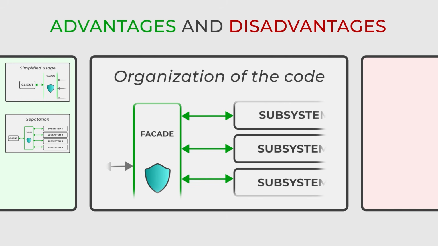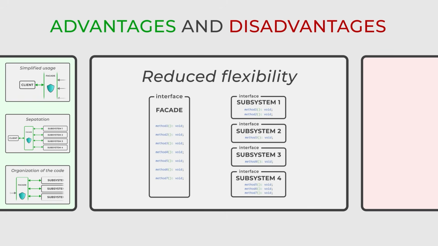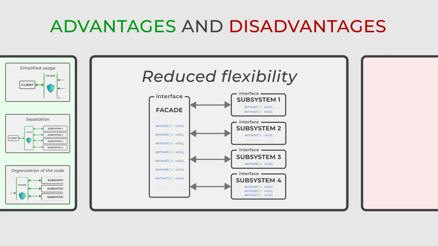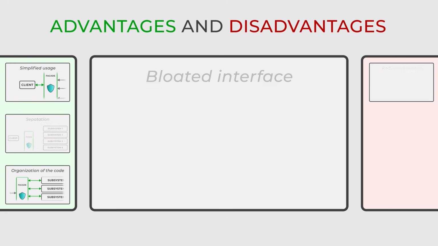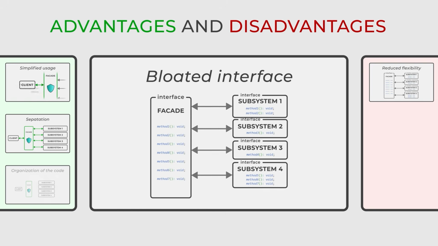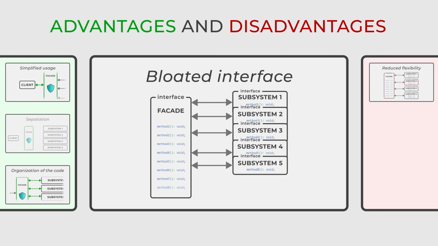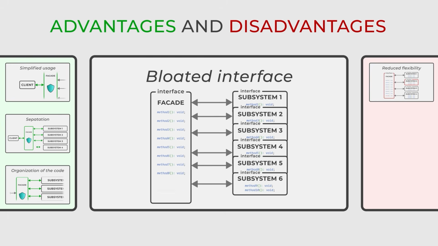One of the main disadvantages is that it can reduce flexibility, as implementing a facade might make it challenging to modify or expand individual subsystem components without impacting the facade itself. This is a significant consideration, as it could lead to complications in the long run. Another downside is the potential for a bloated interface. As the subsystem evolves and grows, the facade interface might become overloaded with methods to meet different clients' diverse needs. This can make the system cumbersome and less efficient.